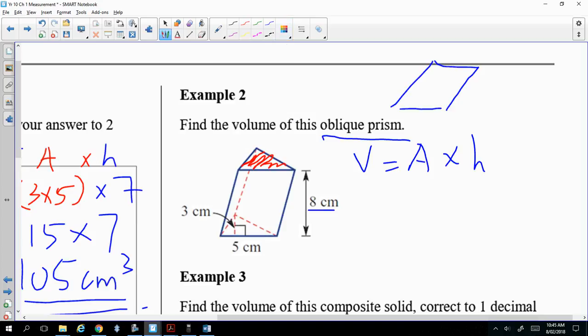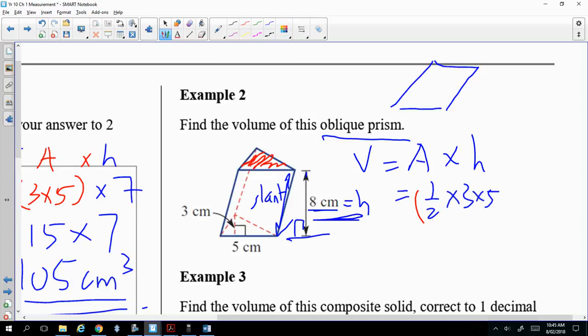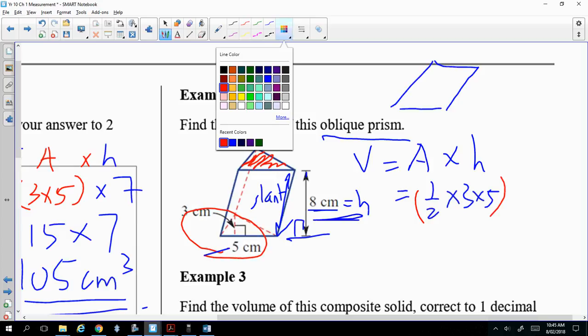Okay. Now this one will be called the slant height. So we don't use the slant height in the volume. We have to use the perpendicular height, the height at right angle to the base. Okay. So in this case, you go half times 3 times 5. That's your cross-section, the triangle at the bottom. And then multiplied by the height, which is 8.